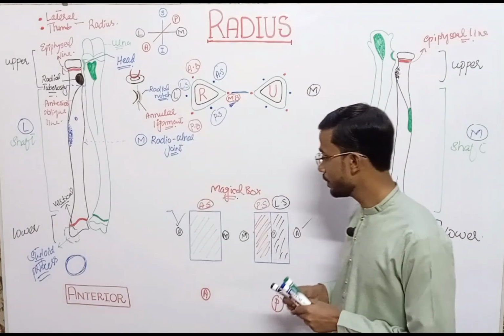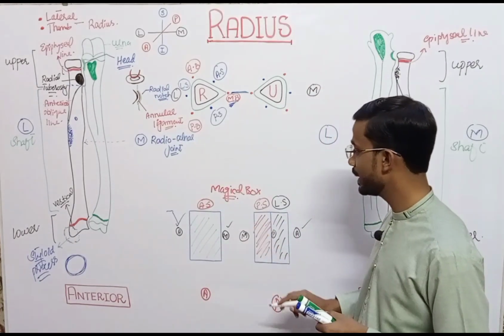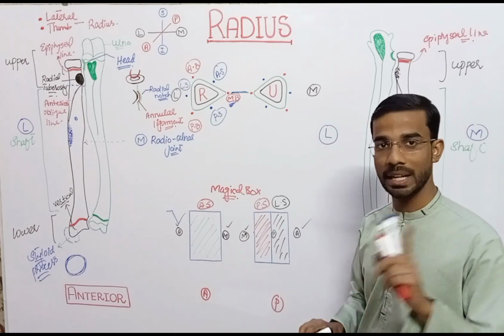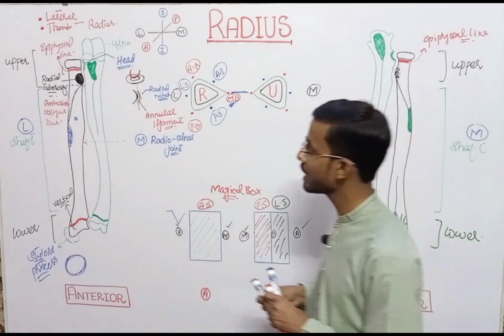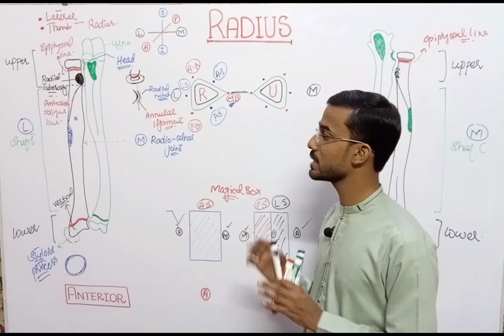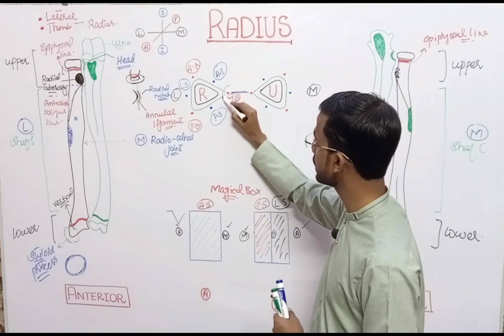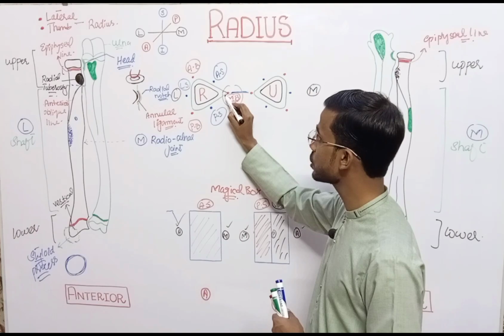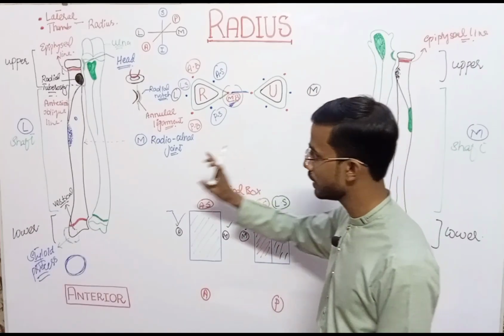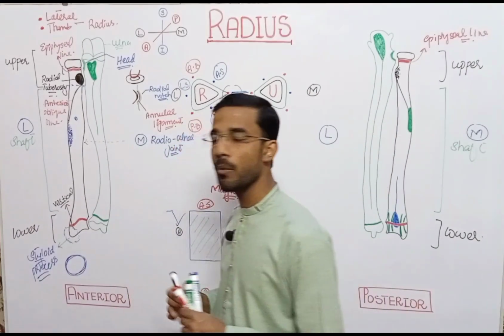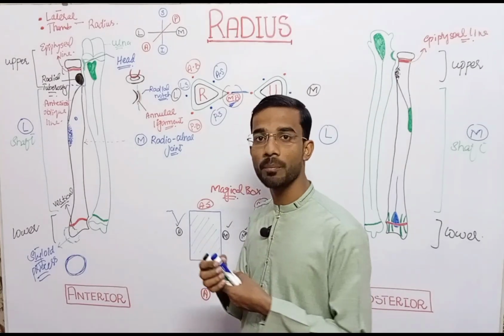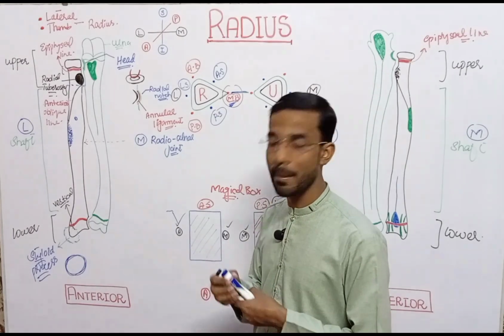Next we will discuss the medial border, which is present at both the anterior and the posterior side. In that situation, the medial border is the sharpest border. As you can see, this is the medial border, and it is actually a sharp corner.